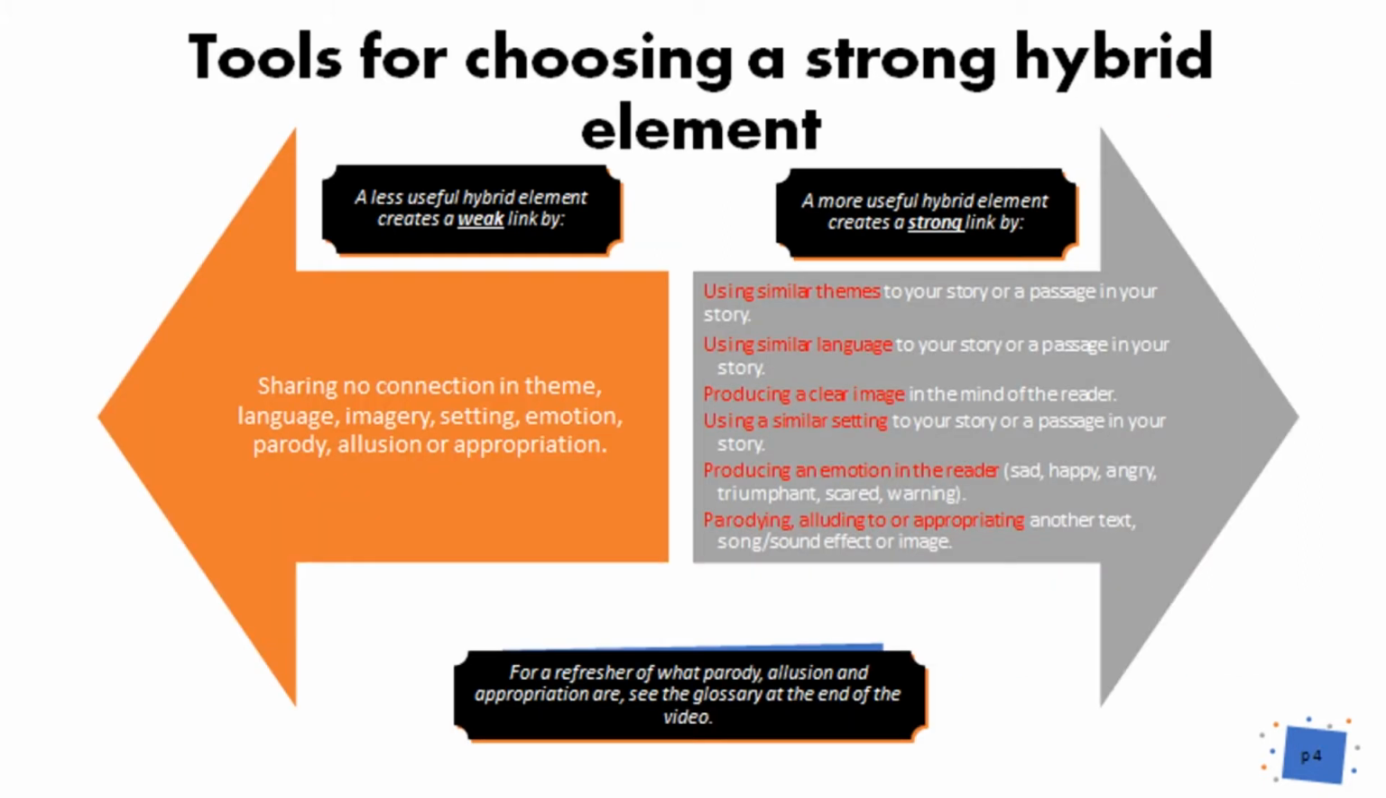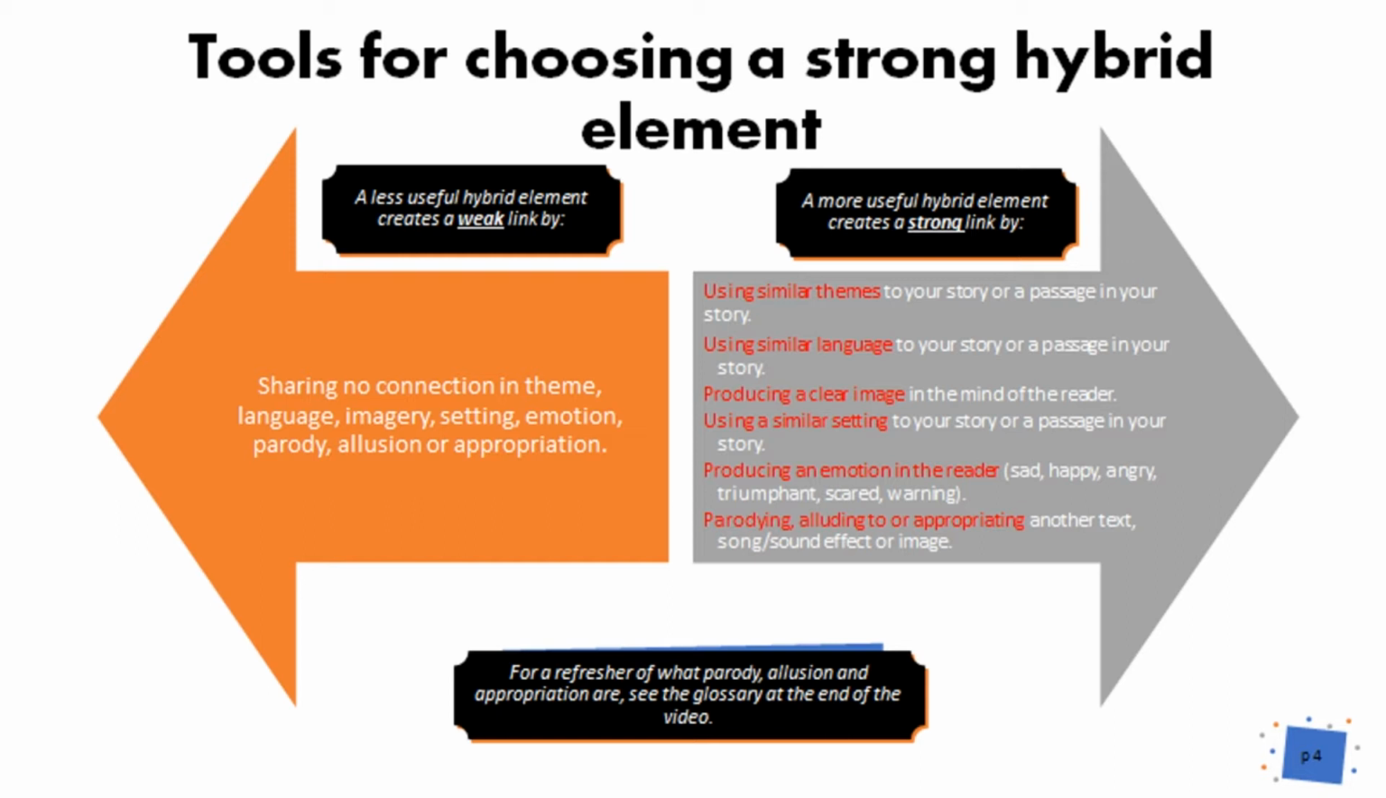But how do we know what a strong hybrid element choice is? Well, when choosing a picture, movie or video clip, text, song or sound effect to put in your hybrid short story, you want to consider the scale you see now. On the right, you can see that a more useful hybrid element choice would use similar themes, language, imagery, setting and emotions to your story or a passage in your story.